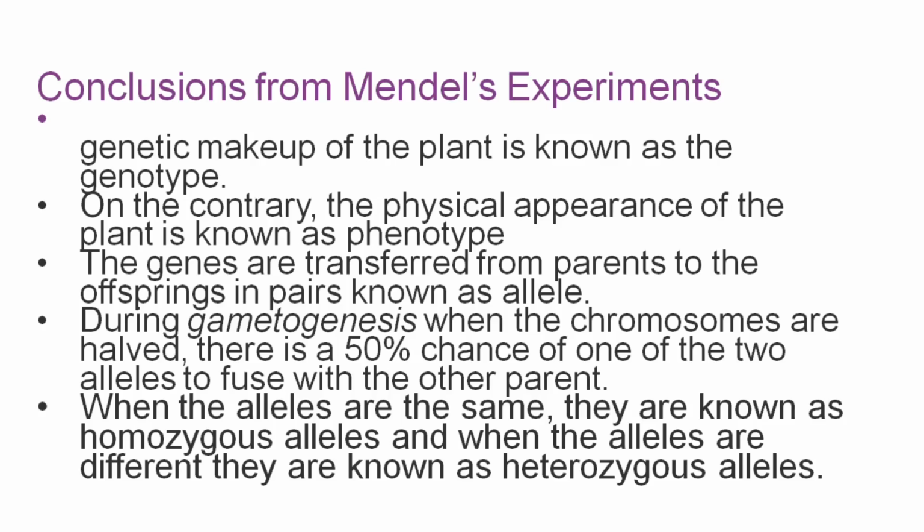Genes are transferred from parent to offspring in pairs, 50% of the genetic material. These genes have alleles. During gametogenesis, that means during the formation of the gametes, when the chromosomes are halved, there is a 50% chance of one of the two alleles fusing with the other parent's. They segregate or assort independently, and we can see the differences in variations of characters, colors, or other changes.